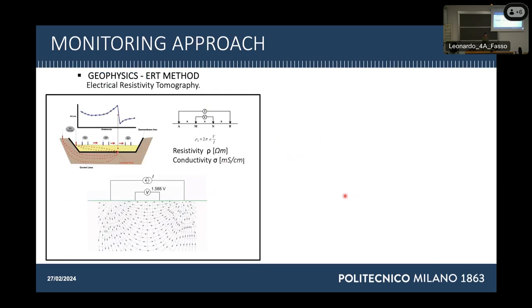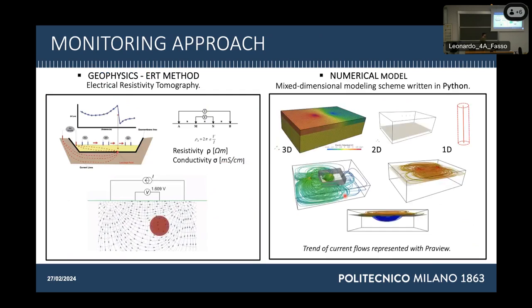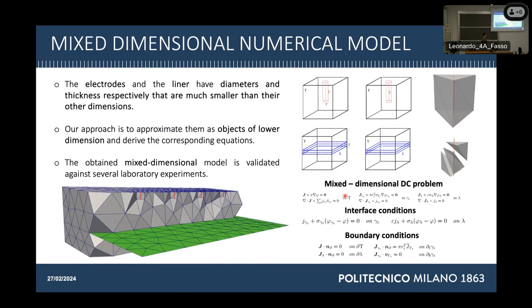Okay, the starting point is the approach, the electrical resistivity tomography approach. And the second tool is the numerical model to solve our formal model. So this is a mixed dimensional model written in Python together with the Department of Mathematics. And the particularity is that we are considering elements that are 3D, 2D, and 1D together. More in detail, mathematically speaking, we are considering 3D elements as the tetrahedra of the mesh. The 2D element is the liner.